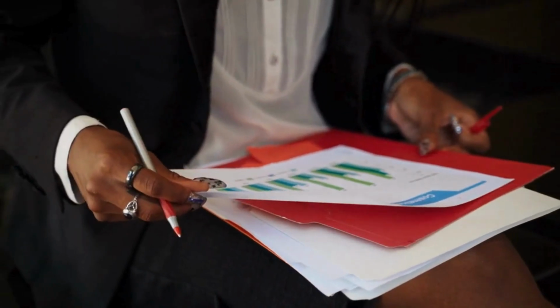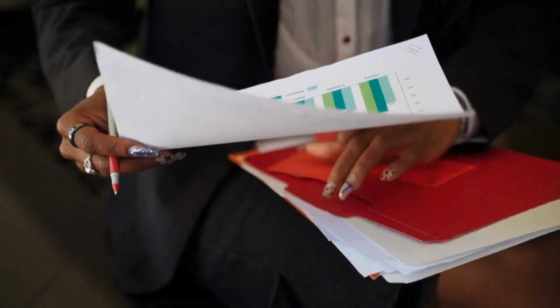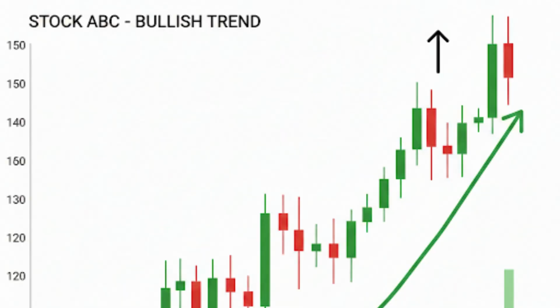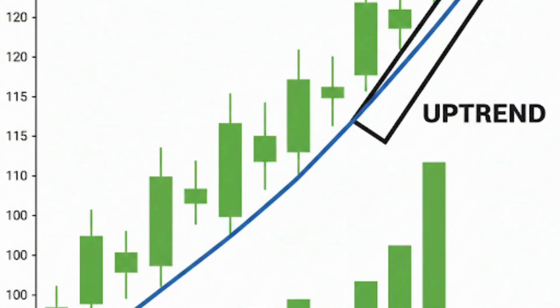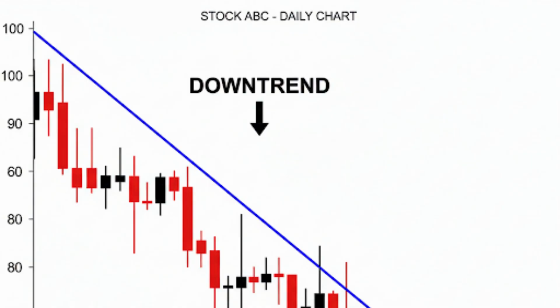3. Trend. Uptrend, downtrend, sideways. Uptrend: higher highs plus higher lows. Buyers are in control. Best for buying opportunities. Downtrend: lower highs plus lower lows. Sellers dominate. Be cautious or look for selling opportunities.